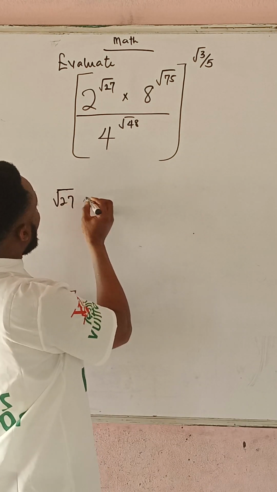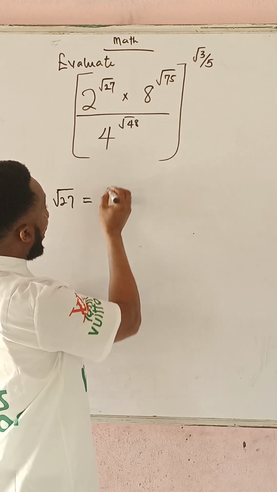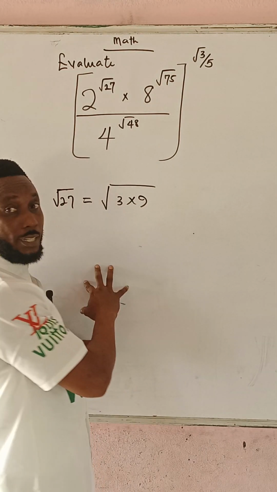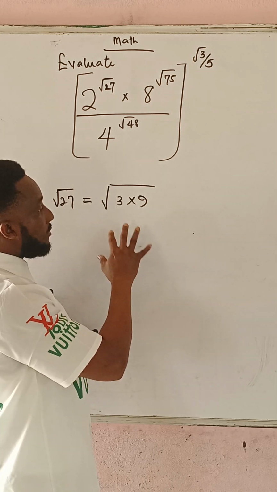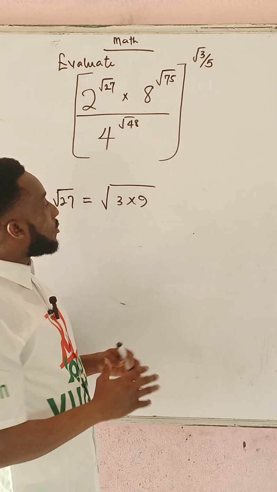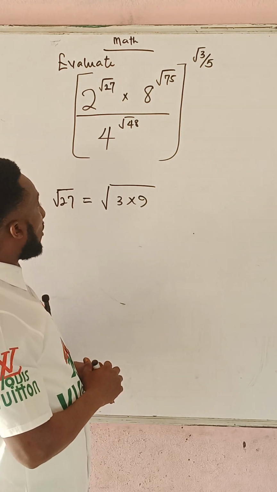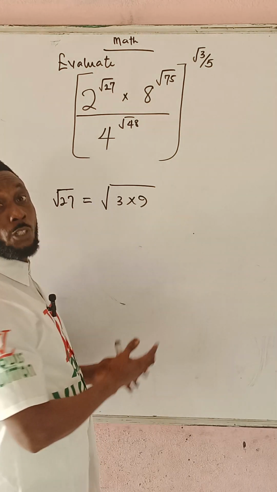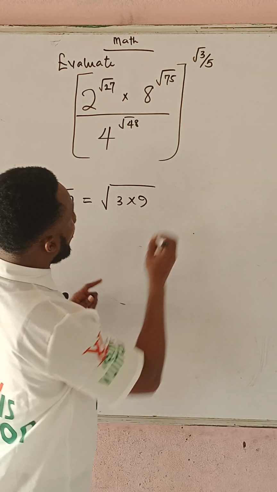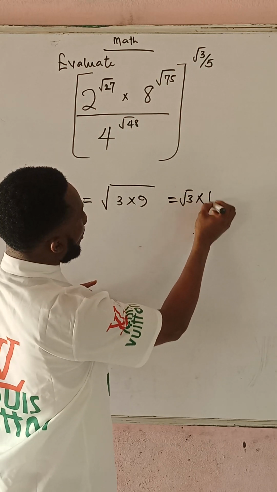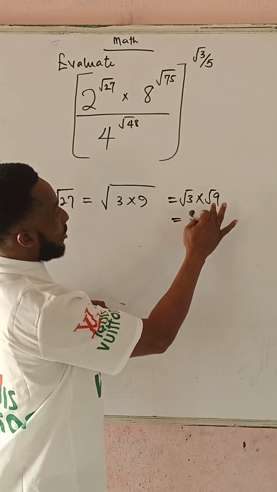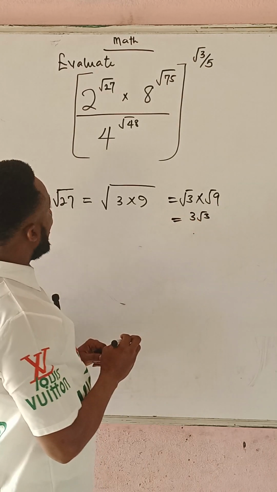So the square root of 27 is actually the square root of 3 multiplied by 9. If you are simplifying radicals to their lowest term, it's advisable you use two factors of which one is a square number or a perfect square. It's the best way to go. Otherwise, one can multiply 27 by 1, but it does not in any way simplify the surd. So if I take the square root of 3 and the square root of 9, this is going to give me 3 root 3.